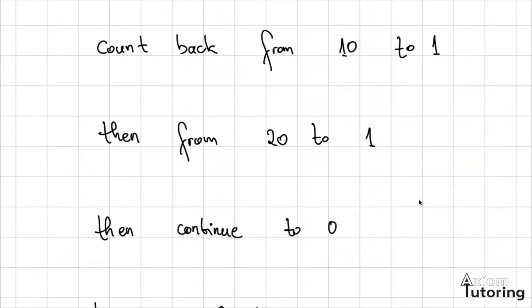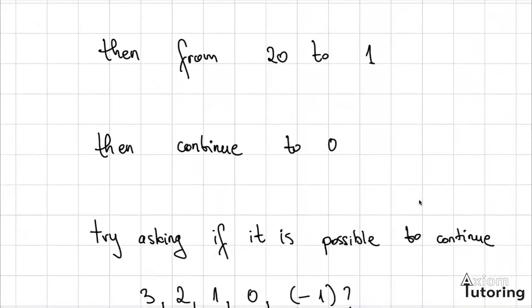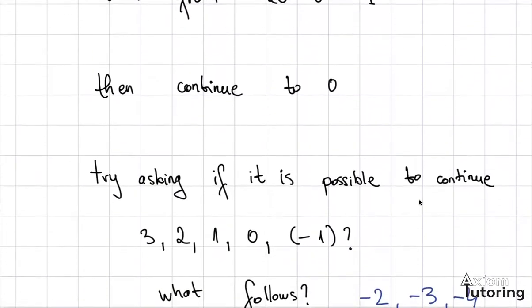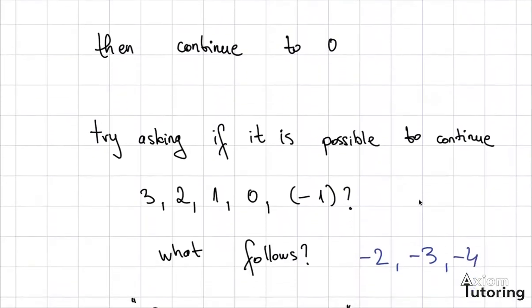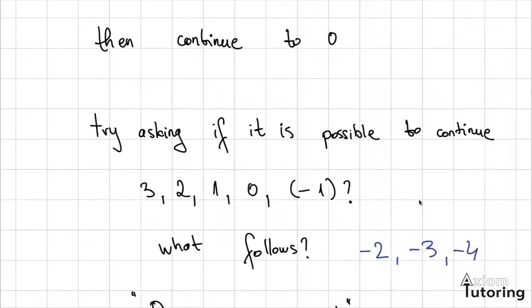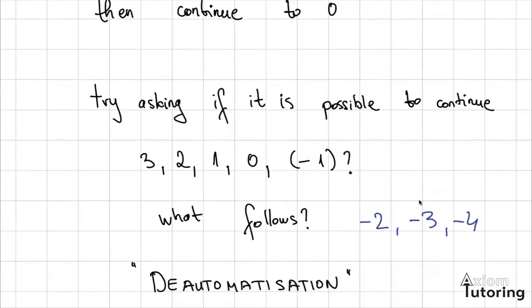After that, we can ask an interesting question. Is it possible to continue beyond 0? Maybe some students will already know what -1 is. And then we can ask, in this sequence, 3, 2, 1, 0, -1, what follows? Some children will actually know that -1 is followed by -2, -3, -4, and so on.